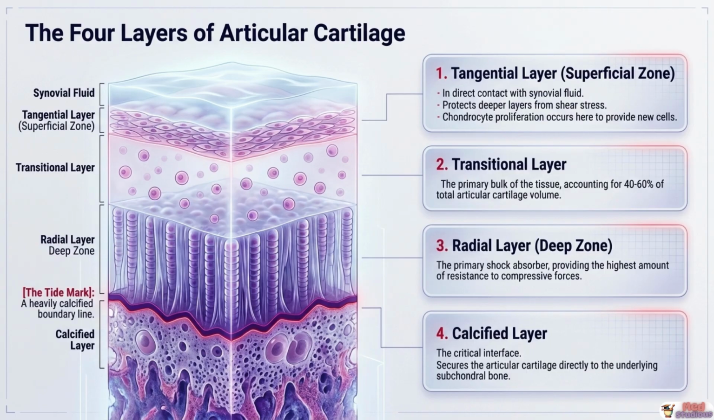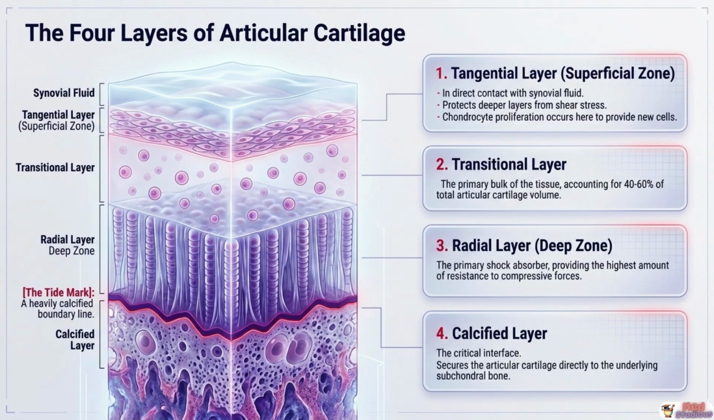Layer 2 is the transitional zone, the primary bulk of articular cartilage, accounting for 40 to 60% of its total volume. Here, chondrocytes become more spherical and are arranged in lower density. The collagen fibers transition from parallel to a more random oblique arrangement, and proteoglycan concentration increases significantly.